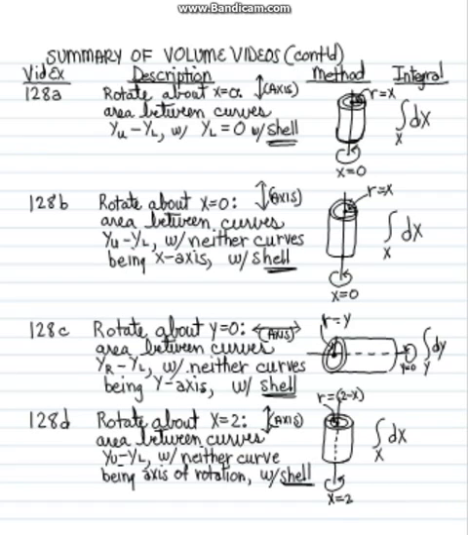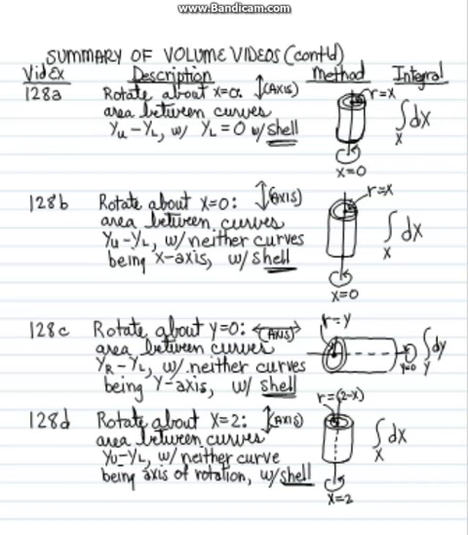We did rotate the area between the curves y upper minus y lower, where the y's were functions of x, with neither curve being the axis of rotation. So it was a different value that was the axis of rotation, and that's what makes it different from video 128A and 128B. So we're using the shell method. We have our vertical axis of rotation, x equals 2. We draw our sample shell around the axis of rotation.